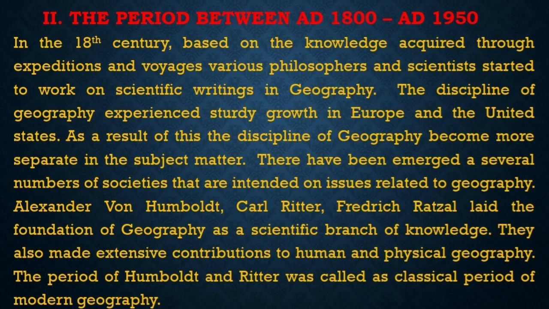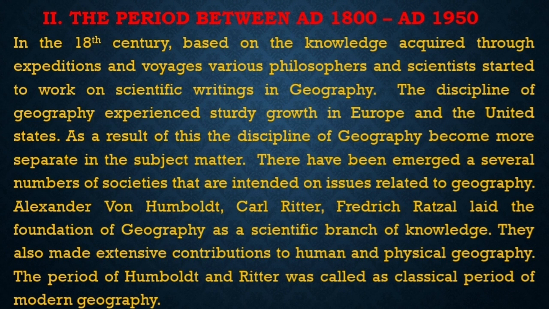The second period is the period between AD 1800 and AD 1950. In the 18th century, based on the knowledge acquired through expeditions and voyages, various philosophers and scientists started to work on scientific writings in geography. The discipline of geography experienced steady growth in Europe and the United States. As a result, the discipline of geography became more distinct in its subject matter. A number of societies emerged that were devoted to issues related to geography.